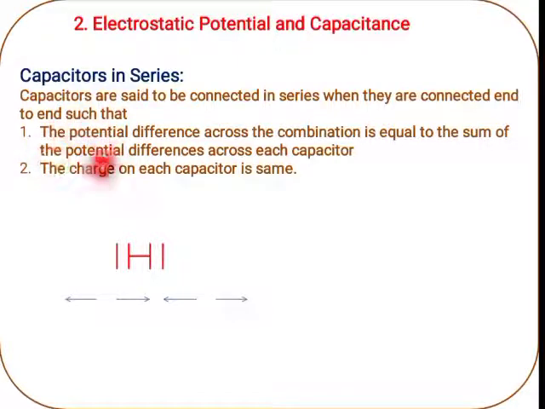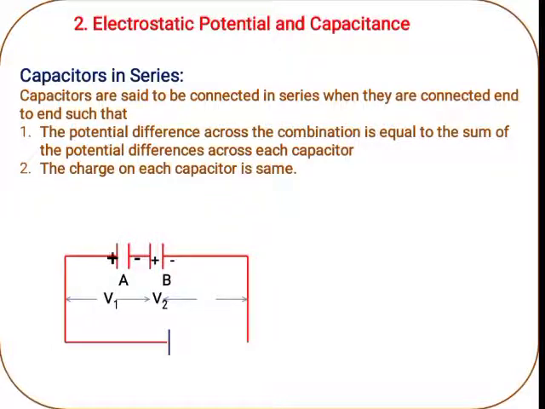Here we have to remember 2 points. What are those points? First one, the potential difference across the combination is equal to the sum of the potential differences across each capacitor. Second one, the charge on each capacitor is the same. So I will complete the circuit diagram in this way by drawing further lines.